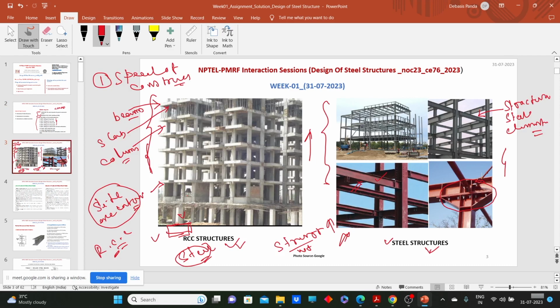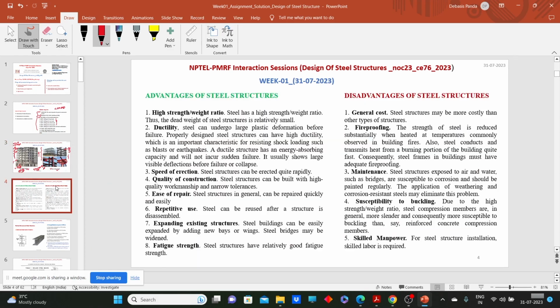About the steel structure, what do we know? The steel structure has some advantages and some disadvantages. We already have discussed, it has a high strength to weight ratio. That means we can get better strength out of the material and the dead load will be relatively small. Ductile property, we avoid catastrophic failure. The speed of erection will eventually reduce the cost of your construction. Quality of construction, ease of repair, all these things.